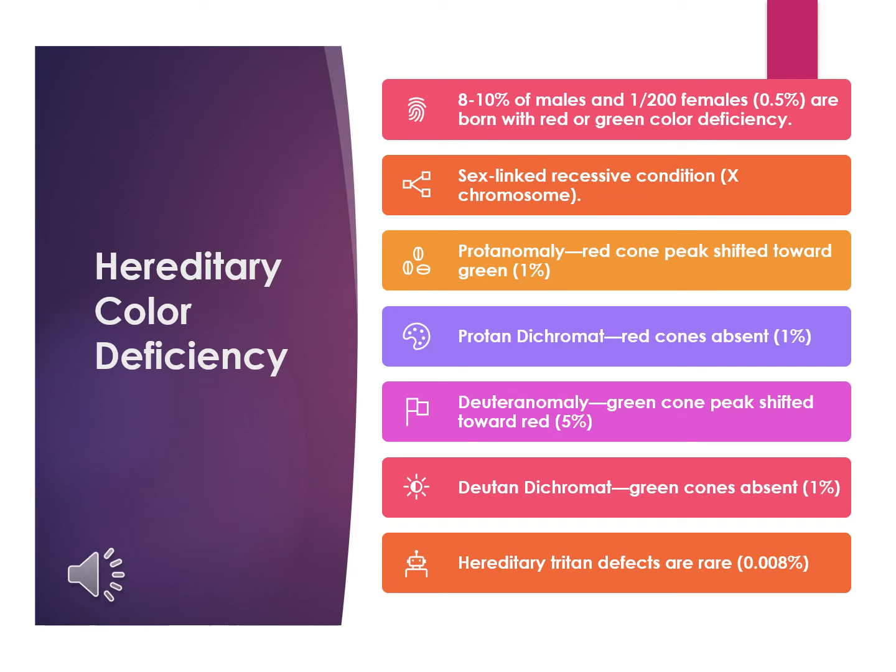So this slide gives you some percentages on the likelihood that some of these conditions will pass through the genes. These are the hereditary color deficiencies that can pass from one generation to the next.